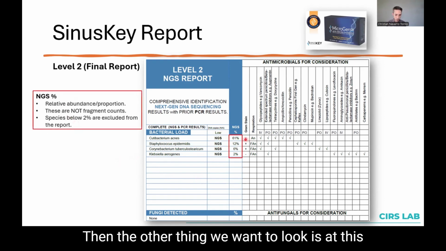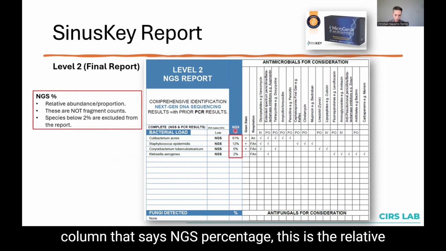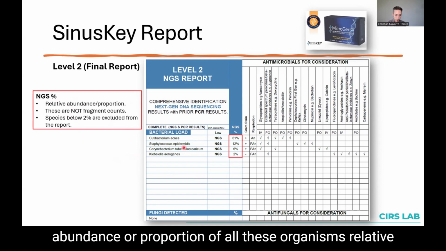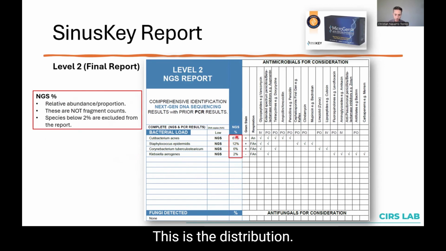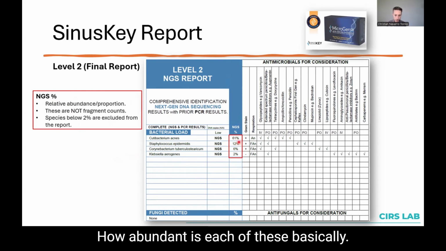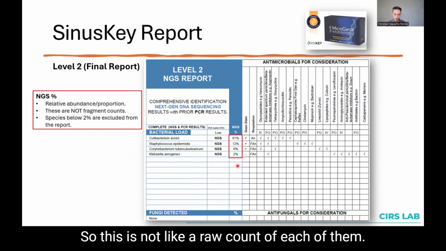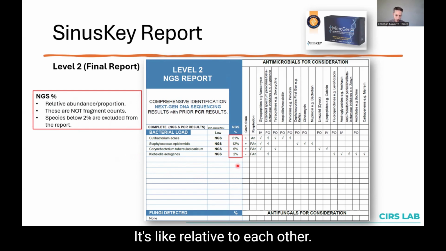Then the other thing we want to look at is this column that says NGS percentage. This is the relative abundance or proportion of all these organisms relative to one another, relative to whatever they sampled. This is the distribution. How abundant is each of these, basically? So this is not a raw count of each of them. It's like, relative to each other, how much piece of this cake is attributed to Cutibacterium acnes, right?